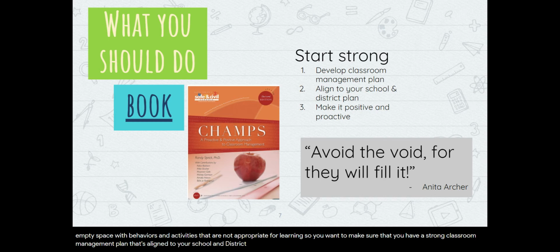school and district plan, and you want it to be positive and proactive, where you are consistently telling students your expectations, what you would like them to do, rather than telling them what not to do. But stating in 3 to 5 rules or expectations, here's what we're going to do to make sure that everyone is safe and learning today.